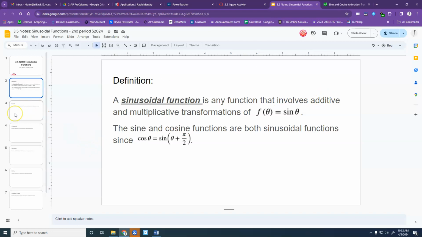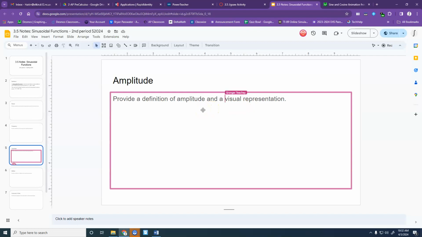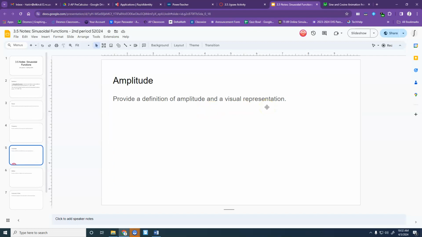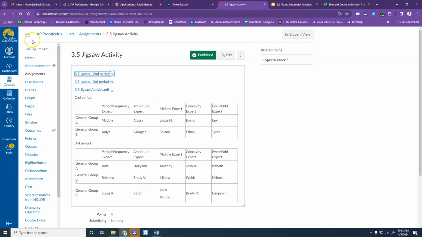Like if you are an expert on amplitude, you're going to go to the slide that says amplitude, and I put the title there. You're going to provide a definition and a visual representation for what amplitude of a function is, right? The internet is fine. Especially for visuals, you can pull some pictures there. You also could just use Desmos if you would like, depending on what you're having to show. You can Google stuff.